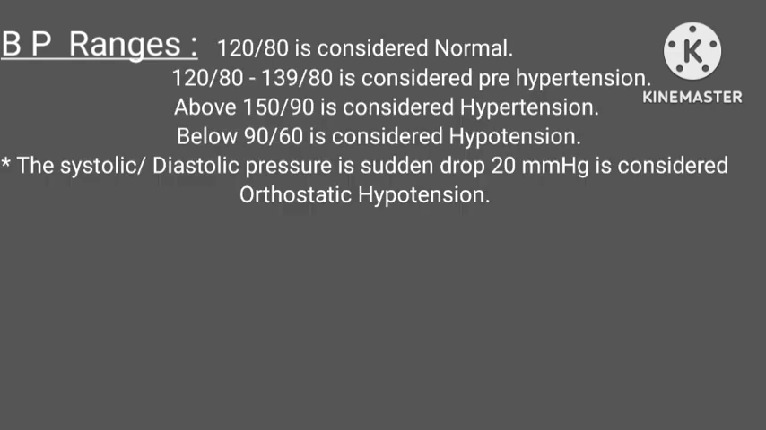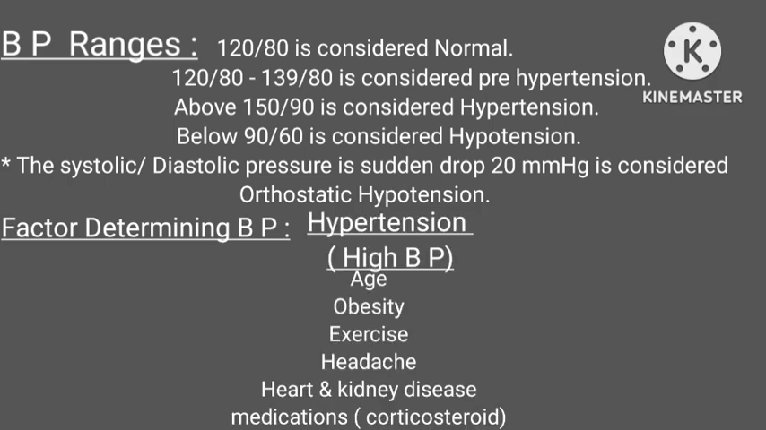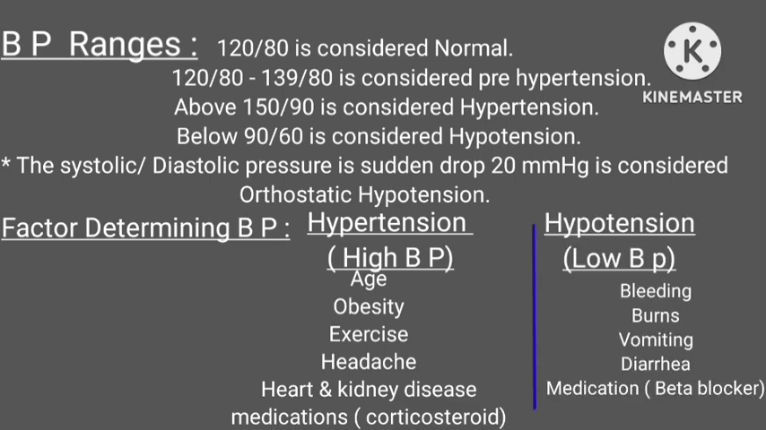Then let's discuss blood pressure ranges. First, blood pressure 120 by 80 is considered normal. Then 120 by 80 to 139 by 80 is considered pre-hypertension. Above 150 by 90 is considered hypertension, meaning high blood pressure. Below 90 by 60 is considered hypotension, meaning low blood pressure. A drop of 20 mmHg in systolic or diastolic pressure is considered orthostatic hypotension.